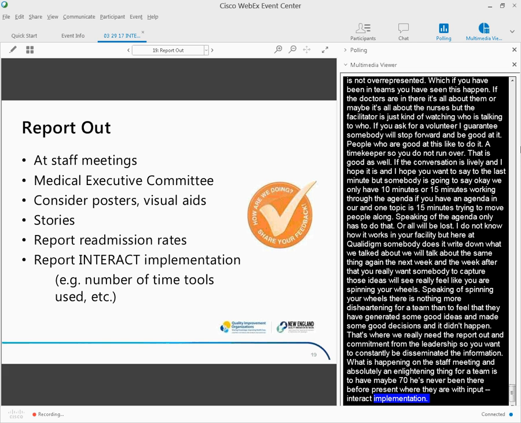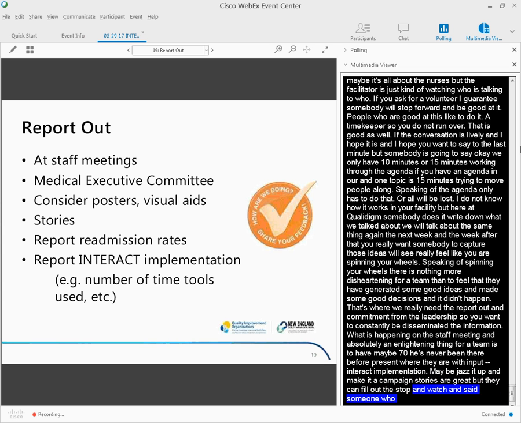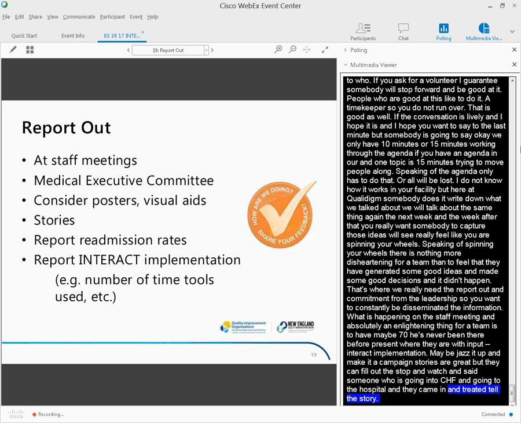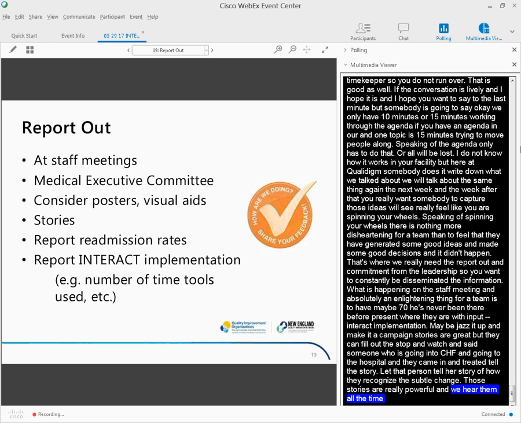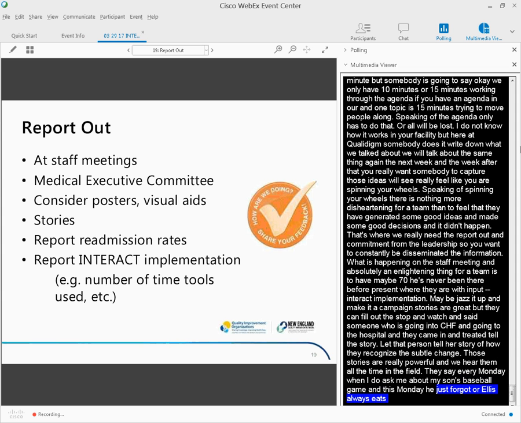If a CNA on one unit fills out a Stop and Watch and saves someone who was going into acute CHF from going to the hospital, and the APRN came in and treated in place, tell that story. Let that person tell their story of how they recognized that subtle change. Those stories are really powerful, and we hear them all the time in the field. The CNA who says, well, every Monday when I come in, Jose has asked me about my son's baseball game, and this Monday he just forgot, and it wasn't like him. Or Alice always eats 3 desserts, and for lunch she only had 1. They're really in those rooms, sort of housekeeping, and they really get to know folks. So those stories are powerful.